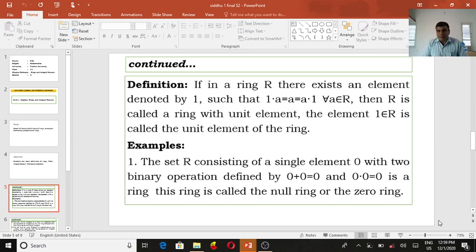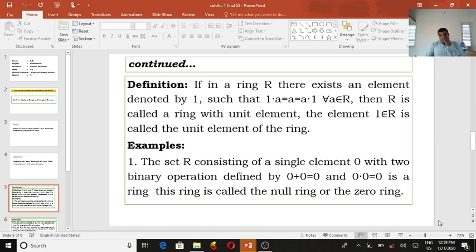Now we come to this. If R is a ring, there exists an element denoted by 1 such that 1 times a is equal to a times 1 equal to a. So any element multiplied by 1 is itself the element, for all a belonging to R. Then R is called a ring with unit element. The element 1 in R is called the unit element of the ring.